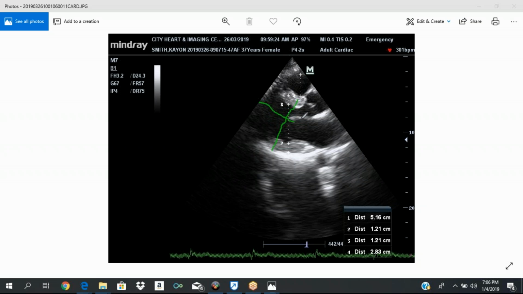In diastole, the mitral valve is open. You can see the mitral valve is open, the aortic valve is closed. You measure the thickness of the septum, LV cavity size in diastole, and posterior wall. You are also supposed to measure the aortic root. The aortic root is also measured in diastole. So these are the diastolic measurements.